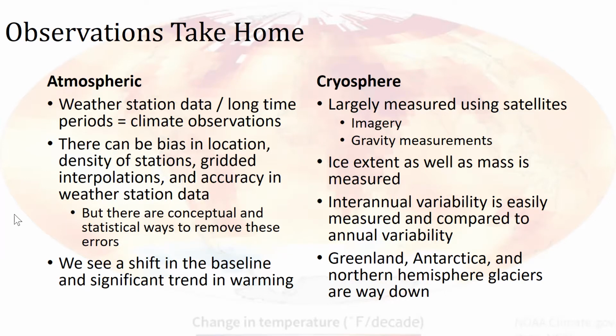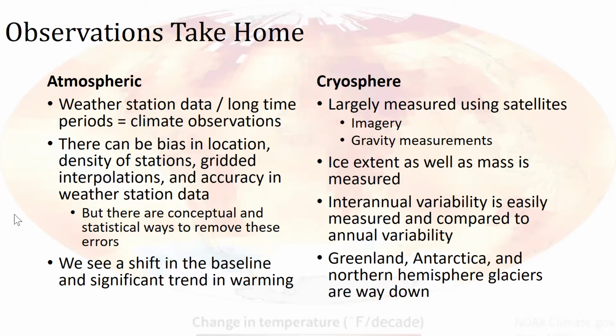There is bias in location, density of location stations, gridded interpolations, and accuracy. But there's conceptual, i.e. physics-based models, as well as statistical ways to remove those errors and get good estimations of temperature, annually or monthly or even day by day. And because of these records, we've seen a shift in the baseline and a significant trend in warming. On the cryosphere side, yeah, we are largely relying on satellites.